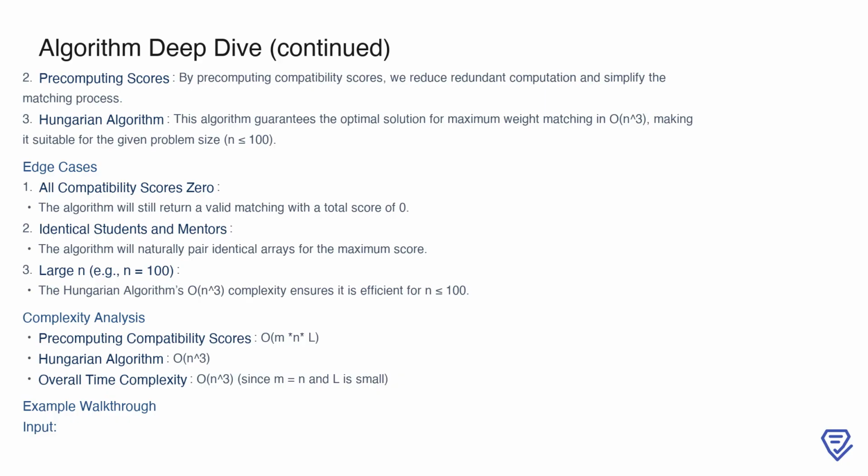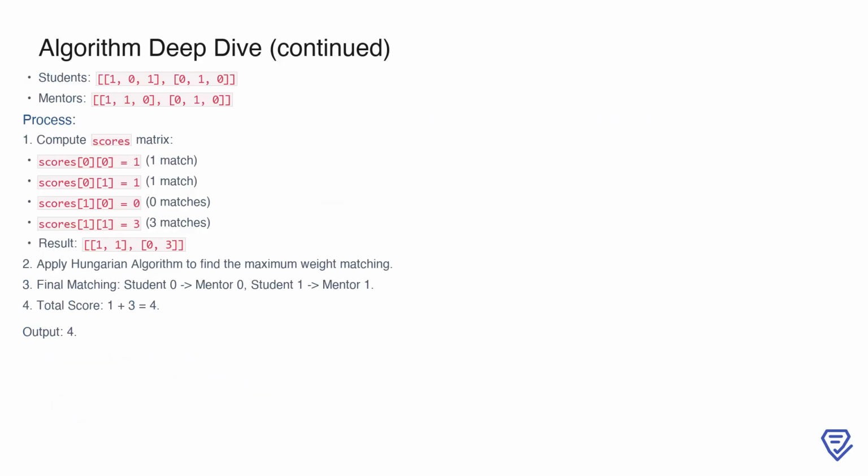Additionally, the algorithm handles various edge cases effectively. For instance, if all compatibility scores are 0, the algorithm still returns a valid matching, but the total score will be 0. If students and mentors have identical binary arrays, the algorithm naturally pairs them to achieve the maximum score. Finally, for large values of n, such as n equals 100, the cubic complexity remains manageable, demonstrating the scalability of the solution. Overall, the combination of pre-computing, efficient modeling, and the Hungarian algorithm ensures that our approach is both optimal and practical. Let's look at an example to bring everything together.